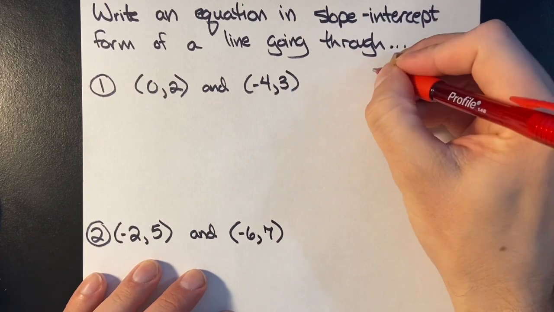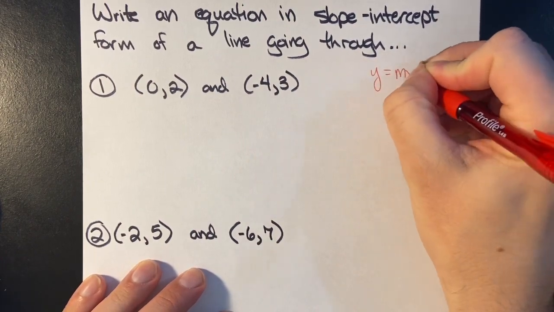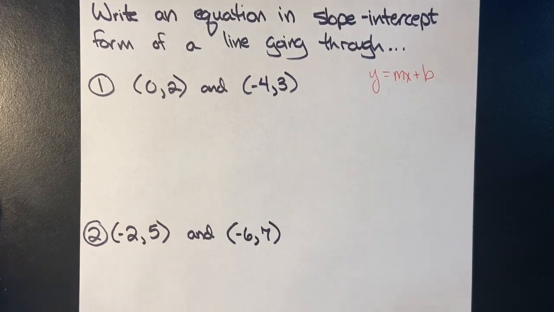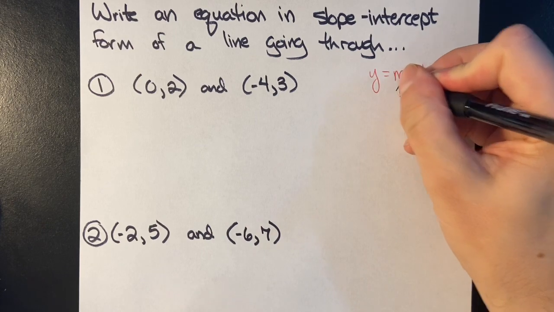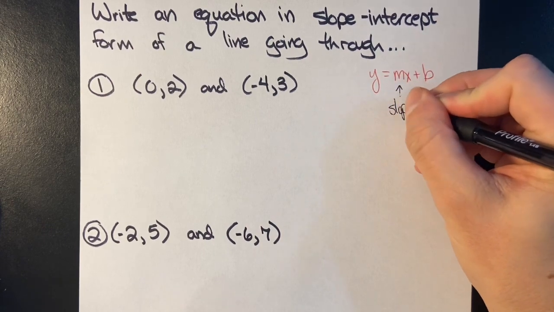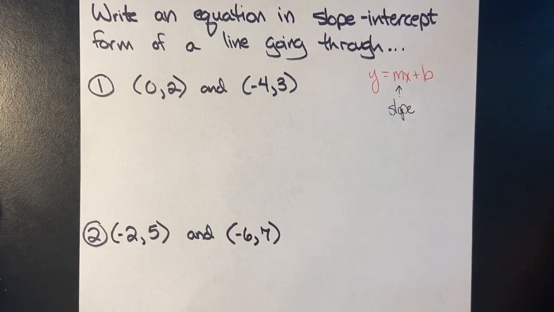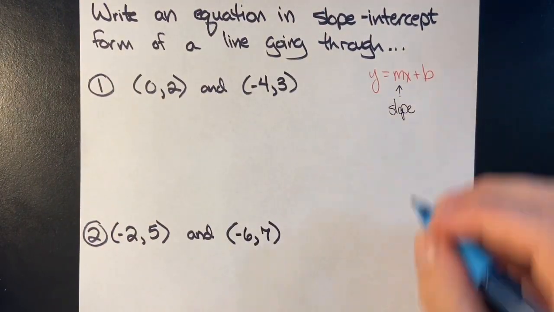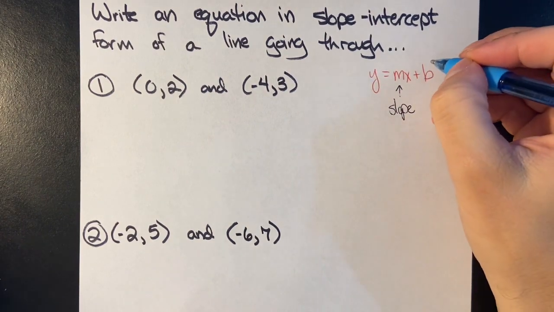Slope-intercept form looks like this: y equals mx plus b. If my job is to find an equation that goes through 2 points, I need 2 things. I need my slope and I need my y-intercept. Usually, slope can be found by doing the slope formula. Sometimes it is given, sometimes it's not.